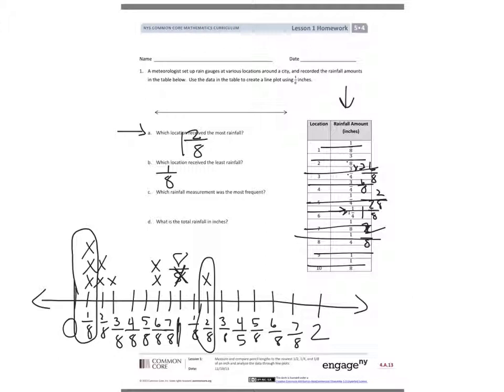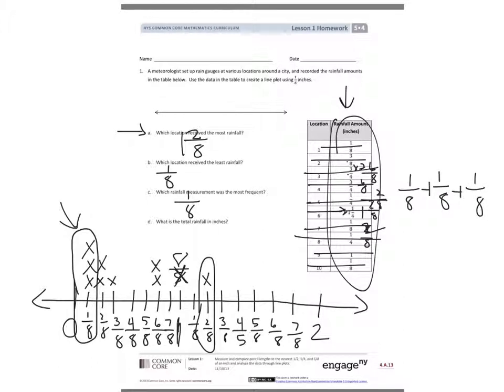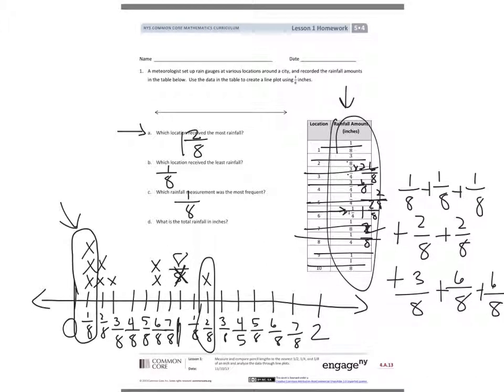And which rainfall measurement was most frequent? This is the one that happened the most, the mode. And what's the total rainfall in inches? So this is going to require you to add all of these numbers up here. 1 1/8, 1 1/8, 1 1/8, plus 2 eighths, plus 2 eighths, plus 3 eighths, plus 6 eighths, plus 6 eighths, plus 8 eighths, plus 1 2/8. So you're going to add that all up and then convert it back into a mixed number.